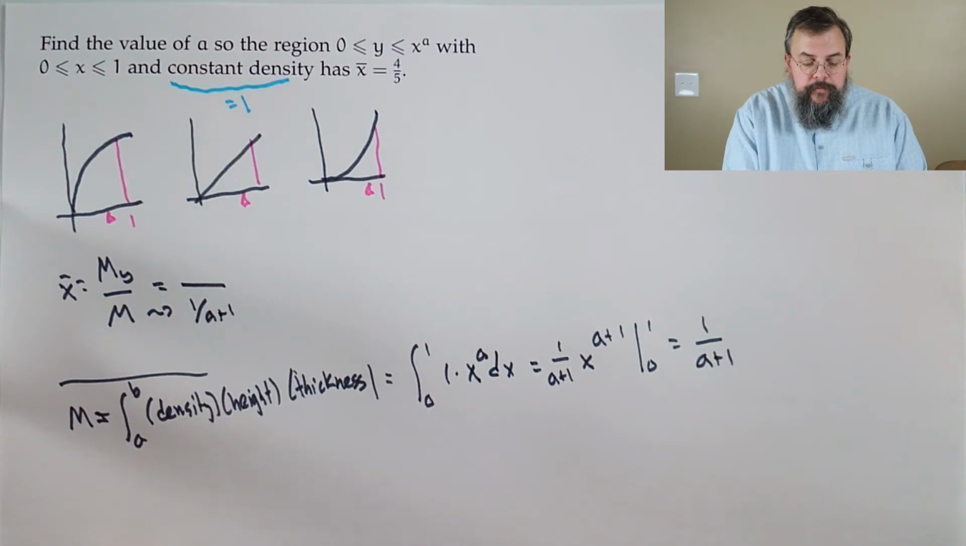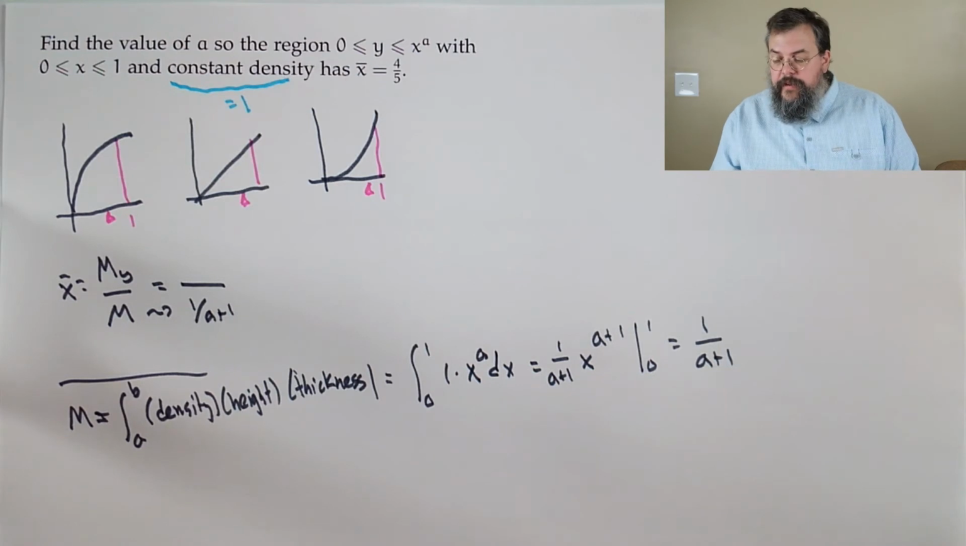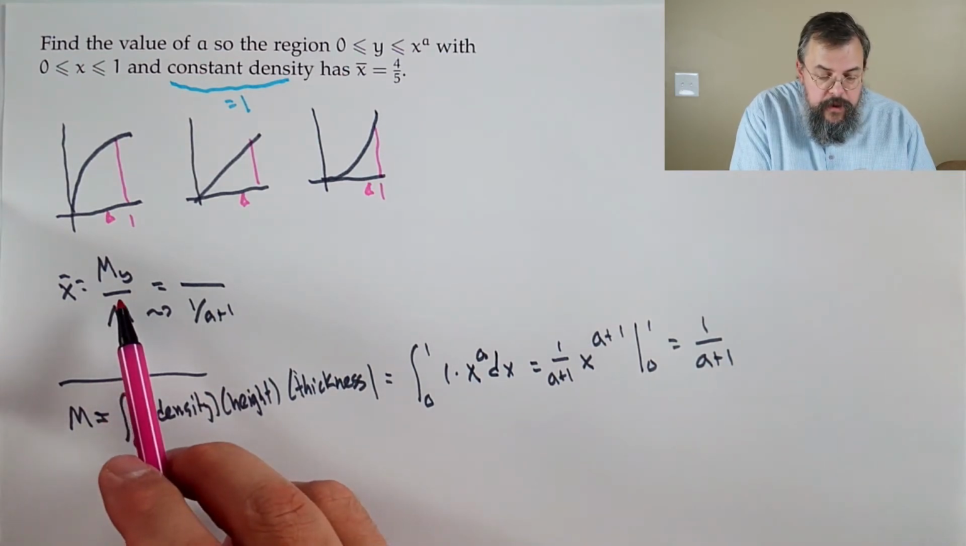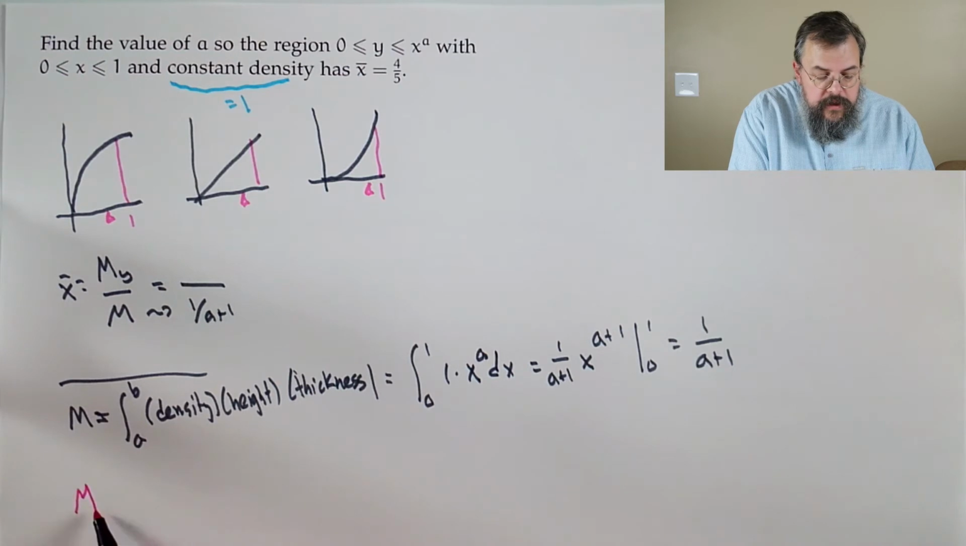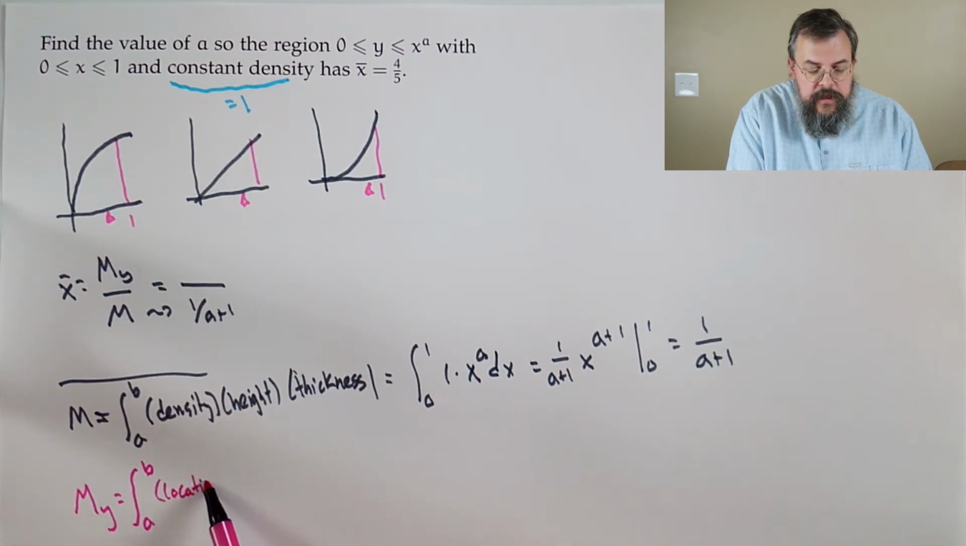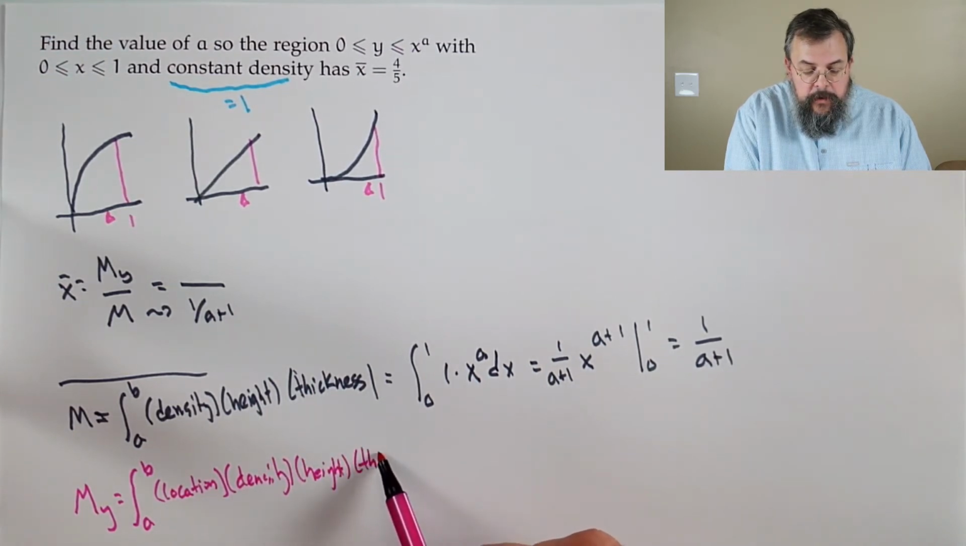Good. Now, what about our moment? Well, let's start working on that. So what do we have? We have that our moment with respect to y, so m sub y, is adding up a to b, and then we have our location, our density, our height, and our thickness. Okay.